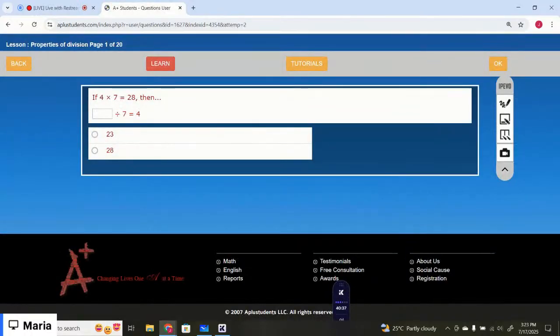If 4 times 7 is 28, then what number divided by 4 is 4? So which is the correct option? That is 28 divided by 7 is 4. Option number 2 is the correct option.